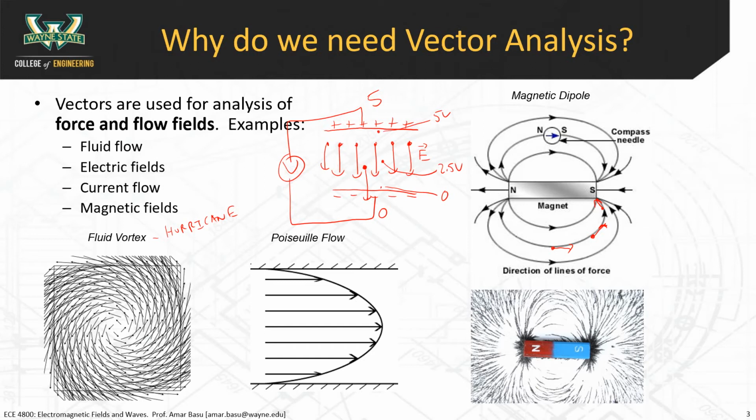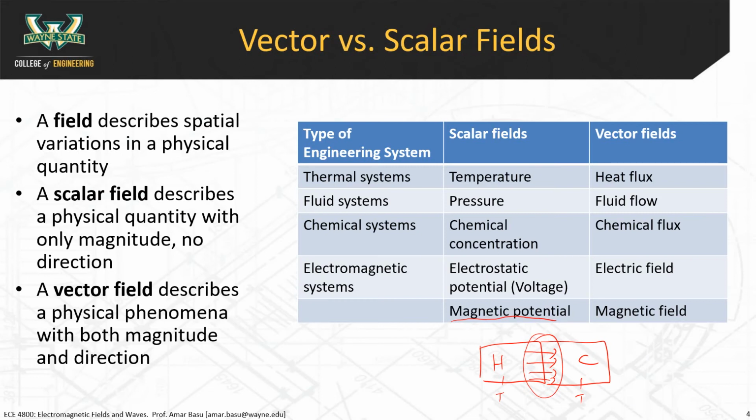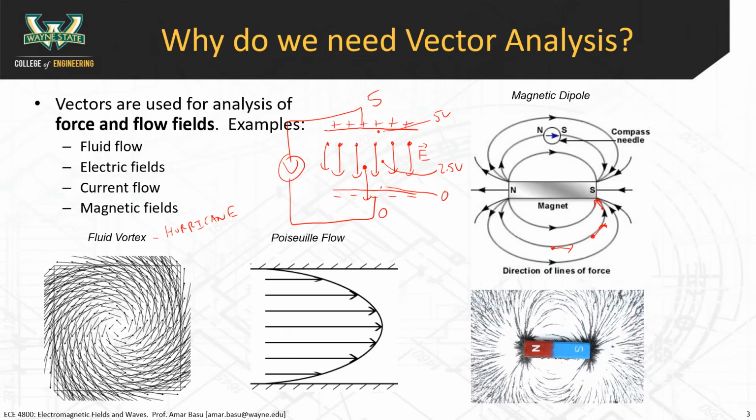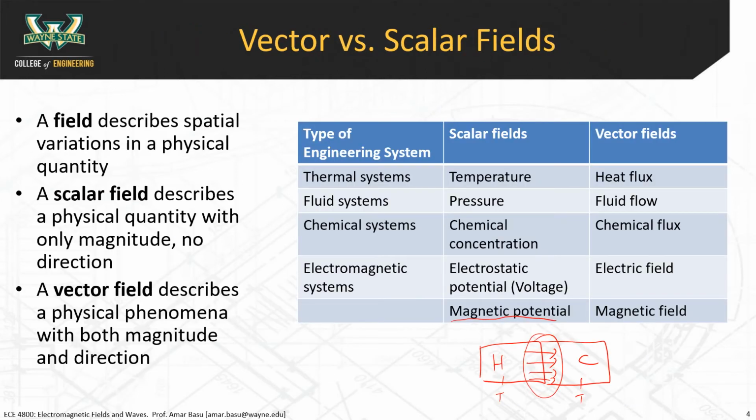As you go closer and closer to the top electrode, the voltage is going to increase. So the analogy is, in the thermal system, we had high temperature and low temperature, and then we had heat flux vectors that point from high to low temperature. Similarly, in the electrical system, we have high potential at the top, low potential at the bottom, and the electric field vectors point from high to low. So there are a lot of analogies in different types of engineered systems where you have scalar quantities and vector quantities that impact one another.